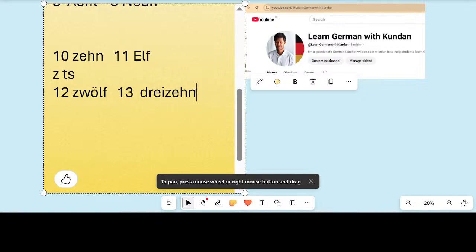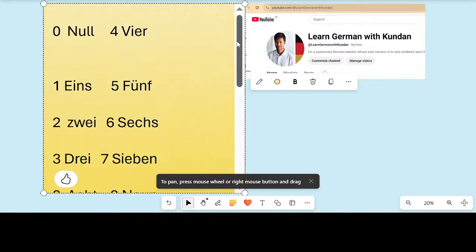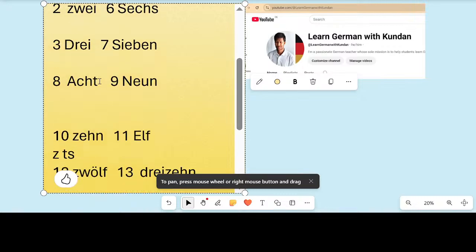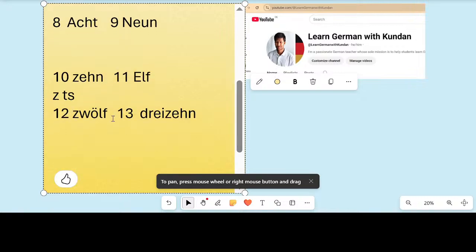So now to form numbers, if you have already seen till here and you're clear about it, let me go this time very quick. 0, 1, 2, 3, 4, 5, 6, 7, 8, 9, 10, 11, and then 12, and 13. So now if you know till here, you can see the combination, how it is.